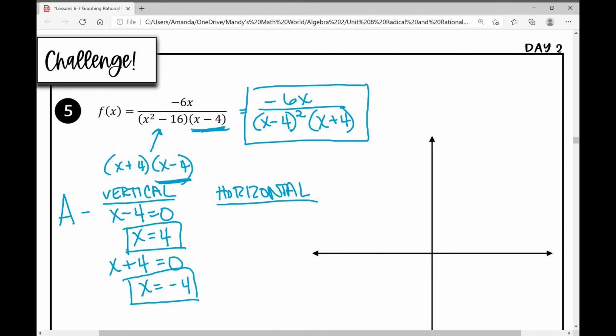And the horizontal asymptotes, again, you're looking at the highest exponent in your numerator and denominator. Where do you have more x's, if you will? We have more on the bottom.